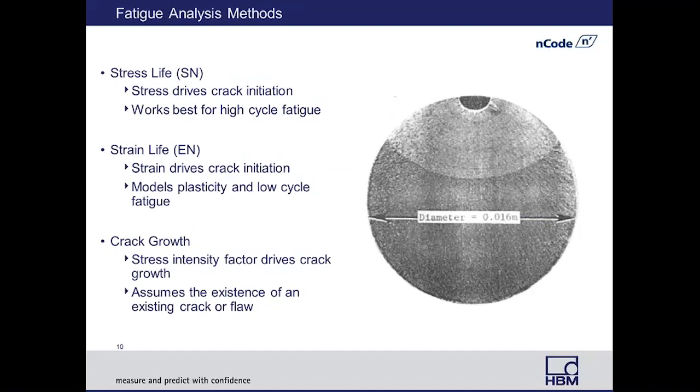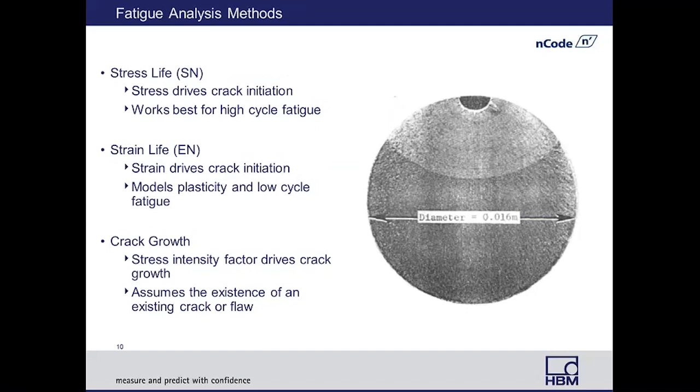So that brings us to the three main methods, and they are listed here. So the first two, stress life and strain life, are both going to be used to predict and model the crack initiation. The first one, stress life, is one that makes the assumption that stress actually drives the crack initiation, and it is, historically speaking, the one that was first developed. It is one that works extremely well for high cycle fatigue. The second one, a bit newer, historically speaking, is strain life, and that is one that makes the assumption that strain is what drives the crack initiation.